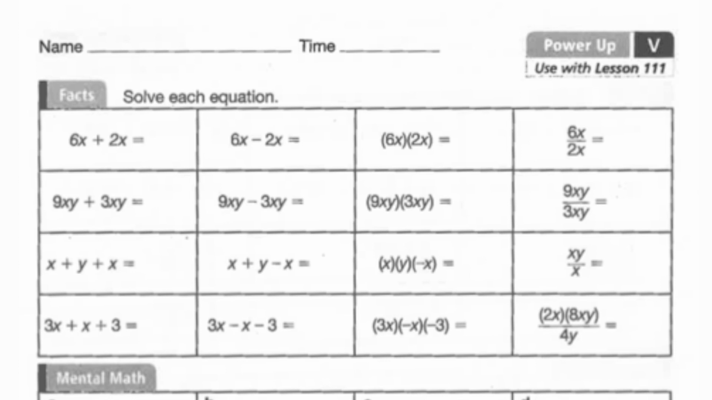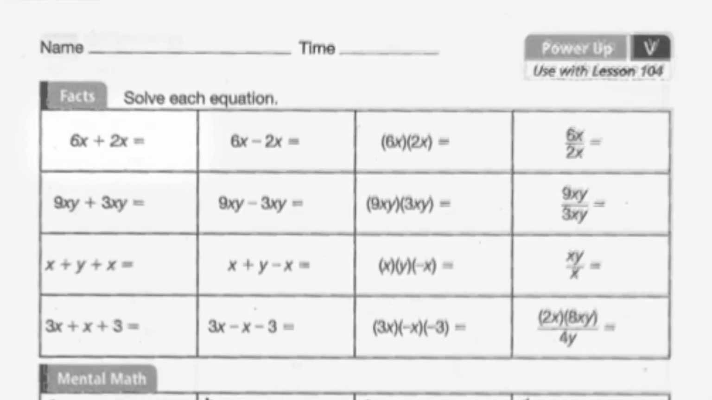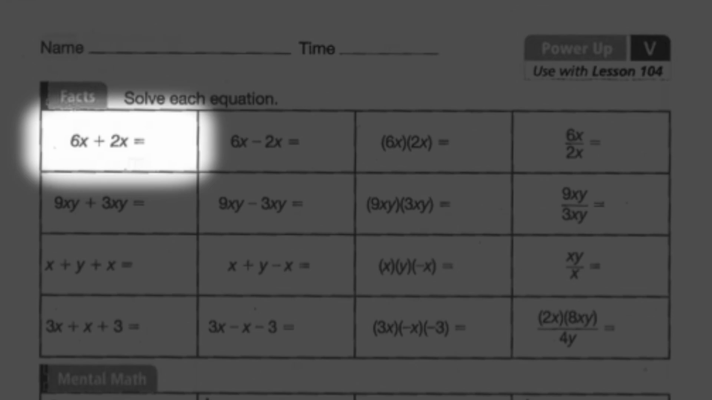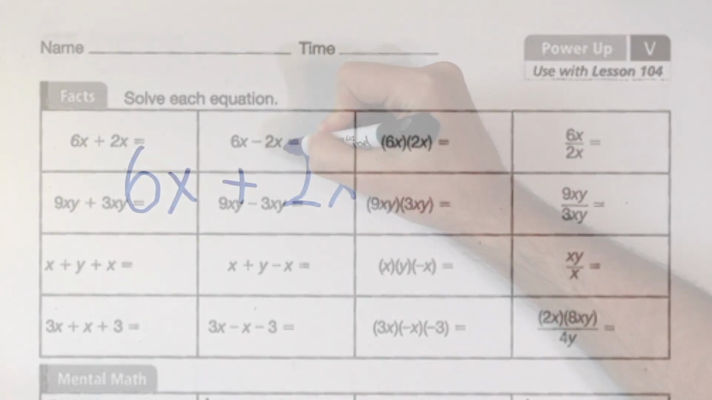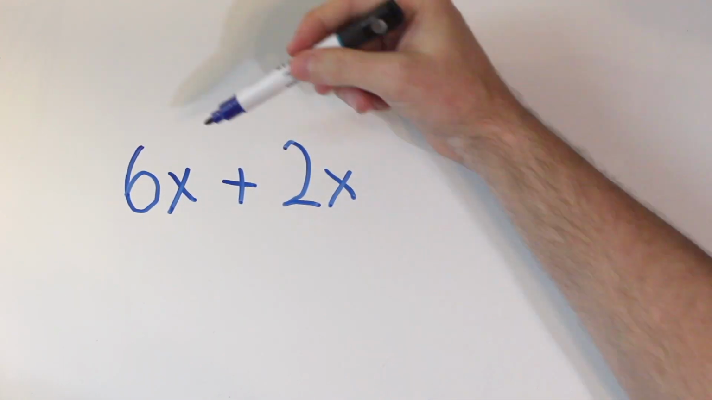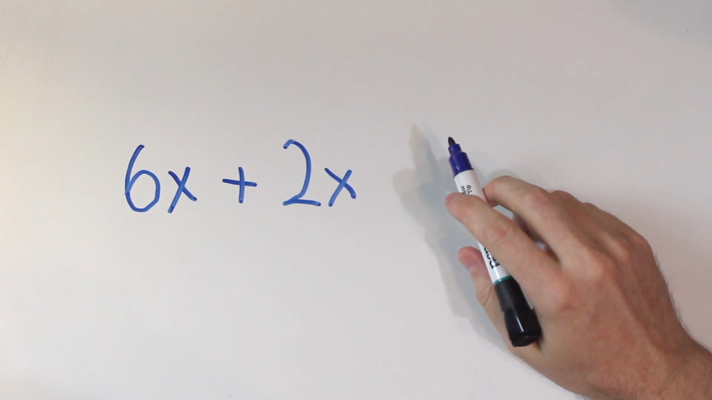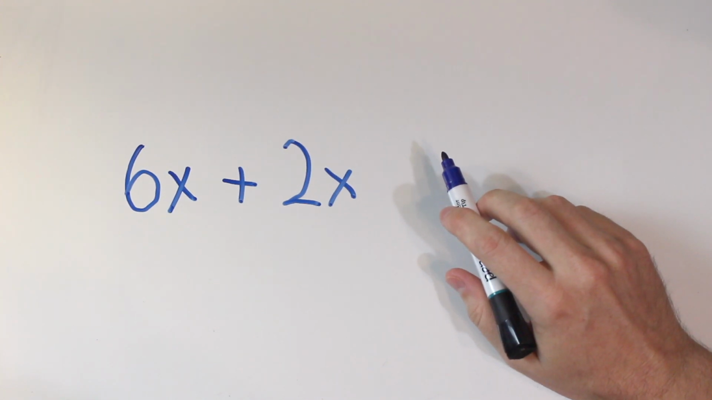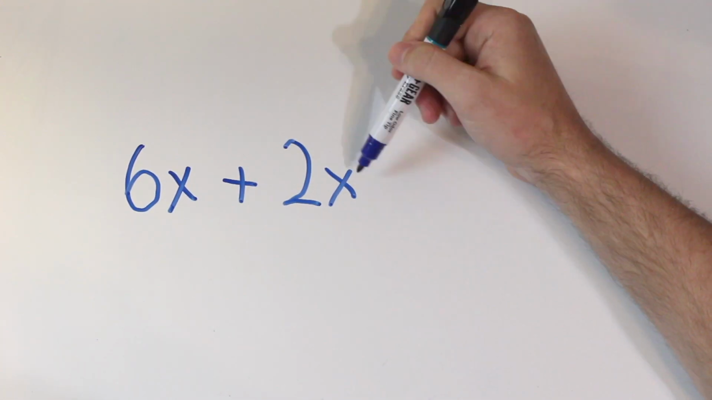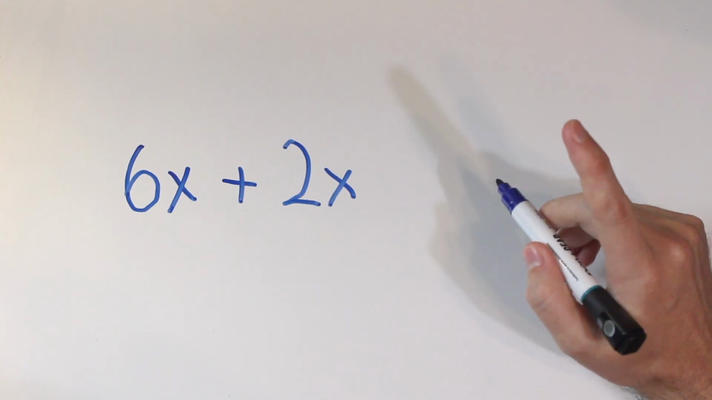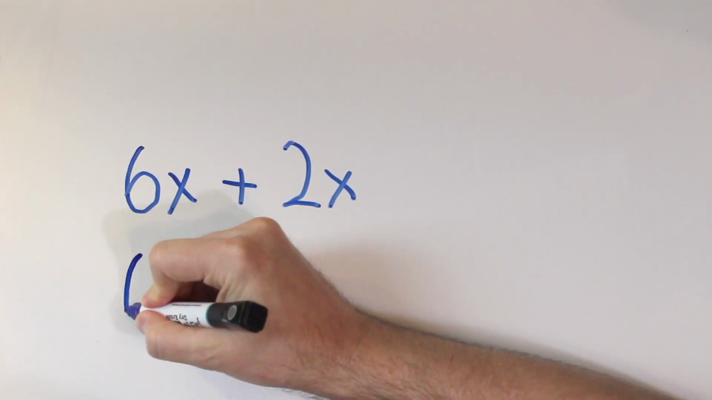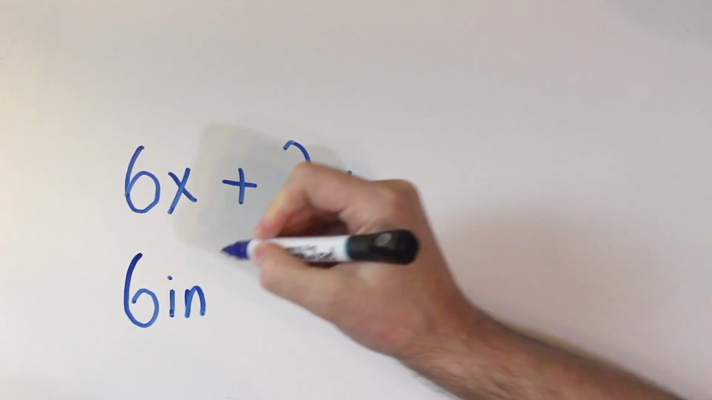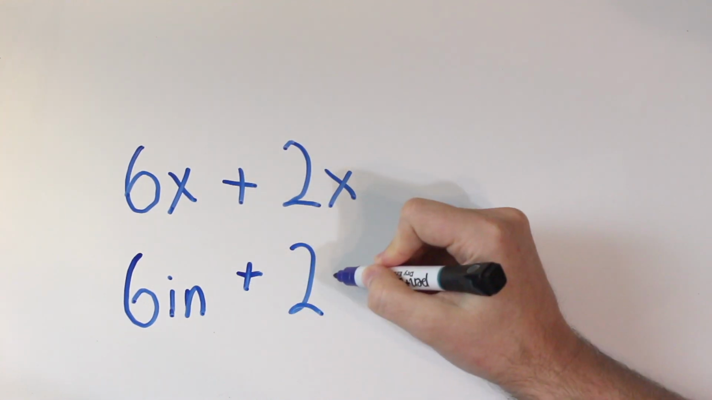In this power-up, we get to review adding, subtracting, multiplying, and dividing numbers and variables. First, we have 6x plus 2x. To solve expressions like these with variables, the way I try to make sense of it is to put something concrete in place of the variable at first. So instead of saying x, I'd give it some concrete value. Let's imagine that x is an inch.